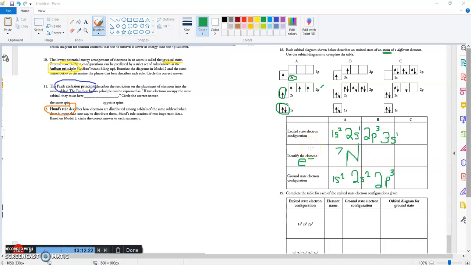All right, so the identity of an element can be found by its electrons. And I found out that this was nitrogen. And then the ground state is where all the electrons go back into their lower orbitals. So I just take all 7 electrons and put them into that pattern.